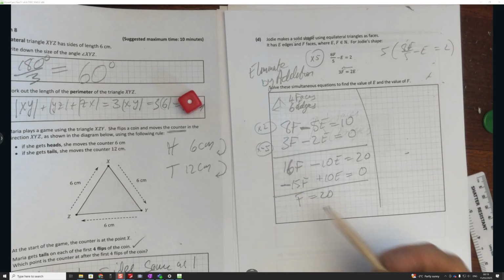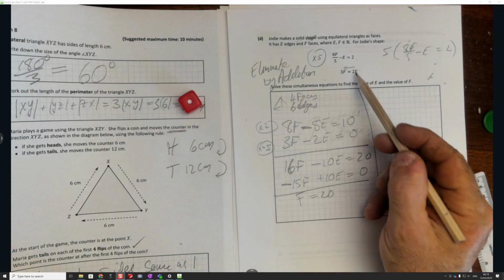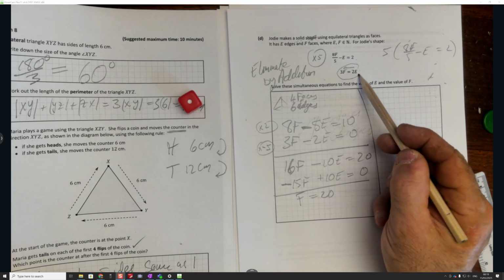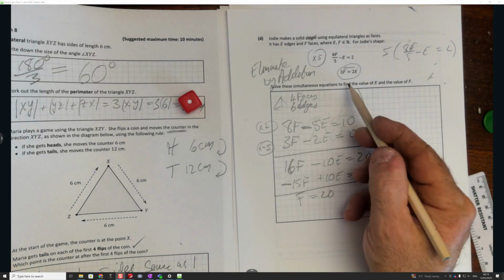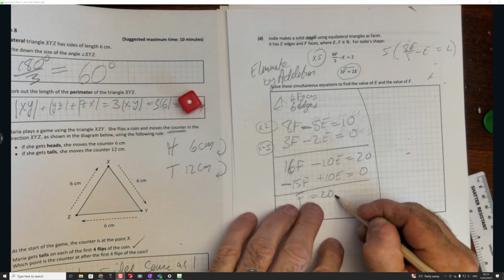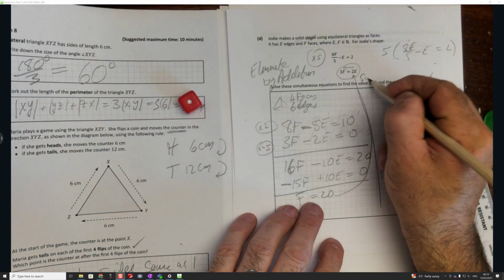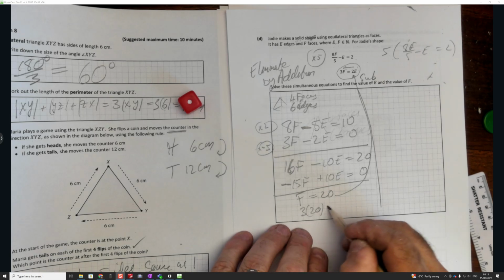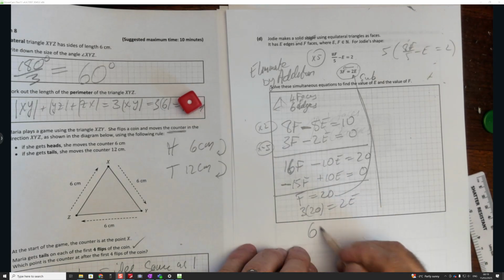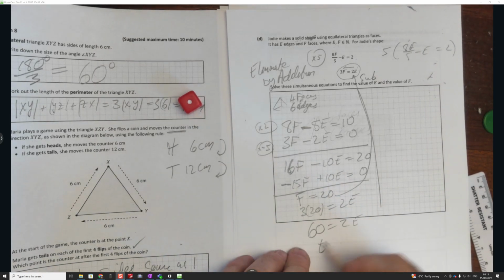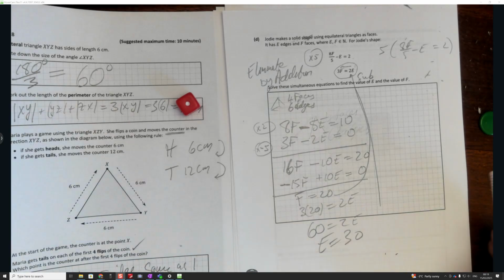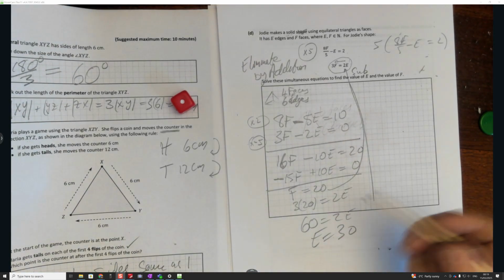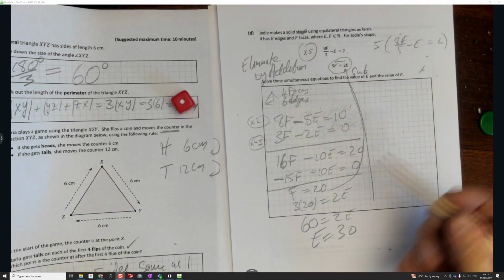And now I can use substitution. And maybe the simplest place to substitute f would be here. Okay, so 3 times 20 is 60, equals 2e, 60 equals 2e, e equals 30. Okay, and that's our substitution finished, and we have our two answers.